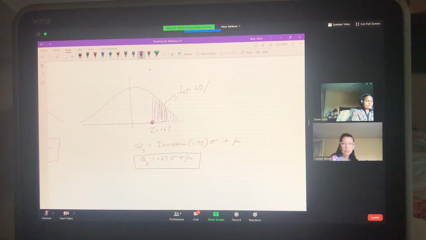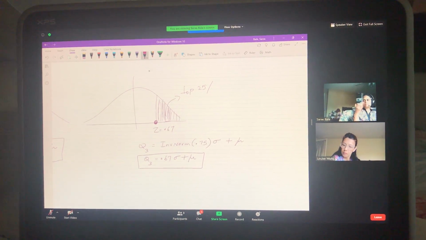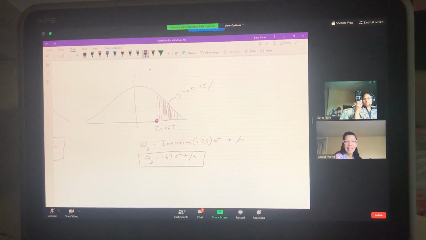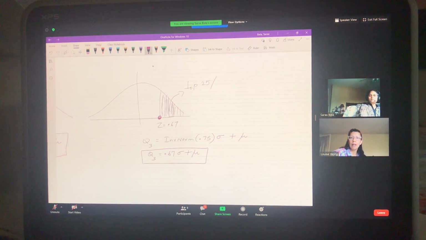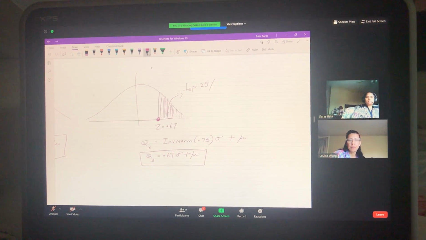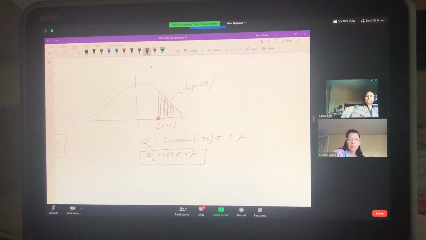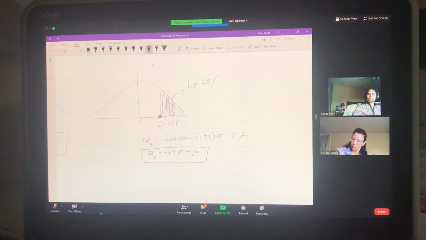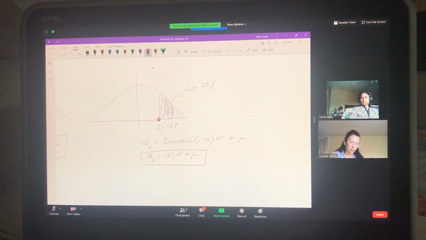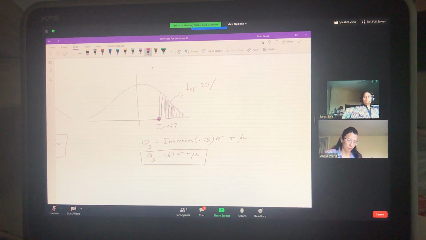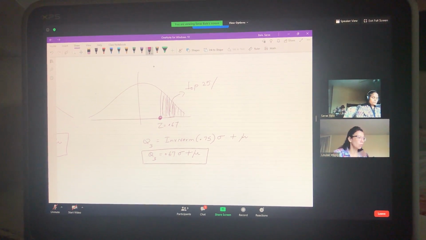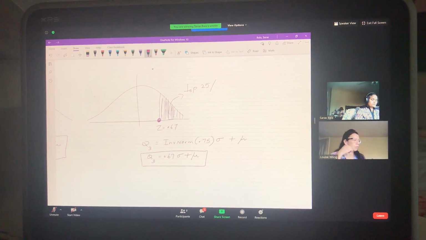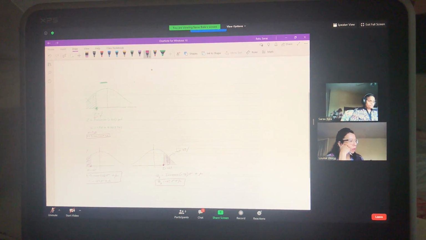Area to the left. So your Q3 formula is going to be the inverse norm of 0.75, which is the same as 0.67, times sigma plus mu. So that's what you are going to be doing if you are finding some x value.